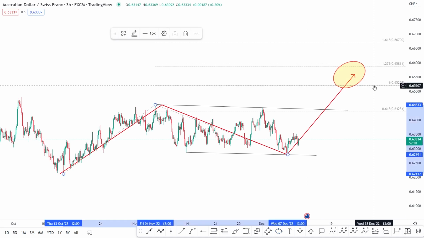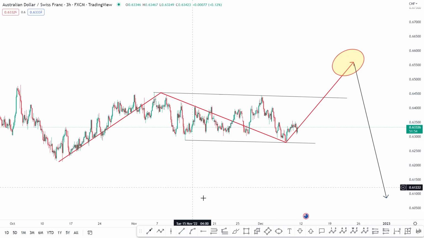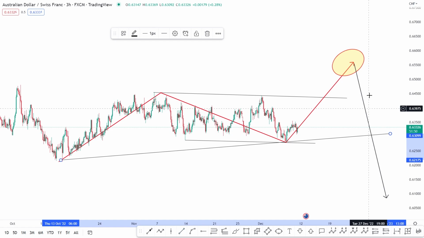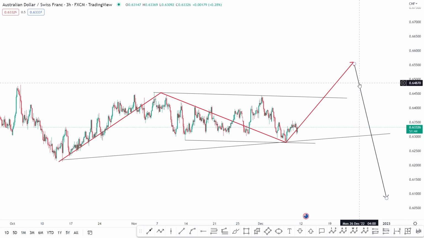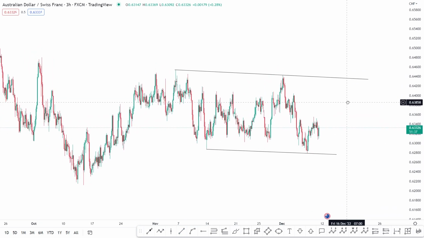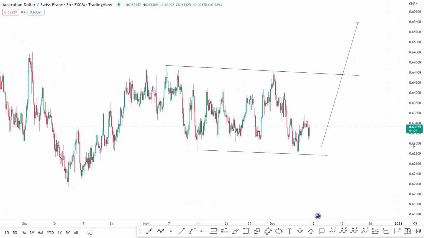Then we can remove this. It's not necessary anymore. From here, I'm expecting the market to drop lower to make this correction complete. Okay, but we want to take an entry from this area. Let me remove this because we already know the market might push higher from here. This is going to be our full analysis.